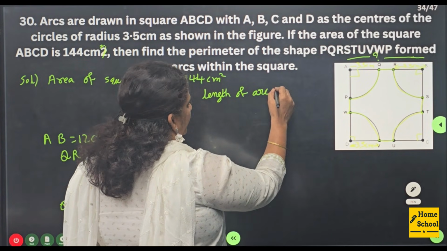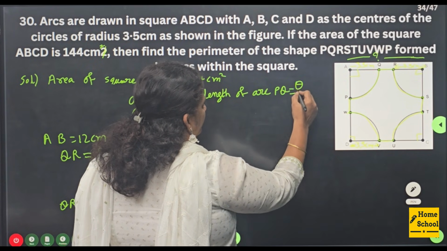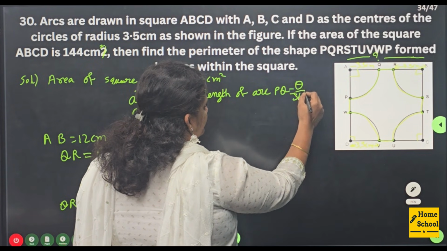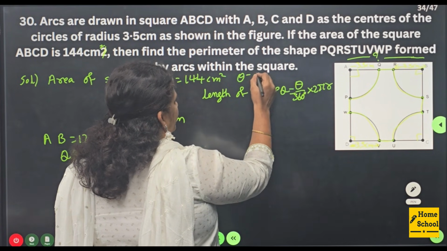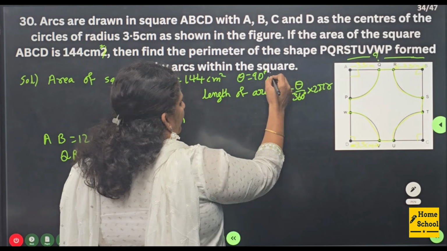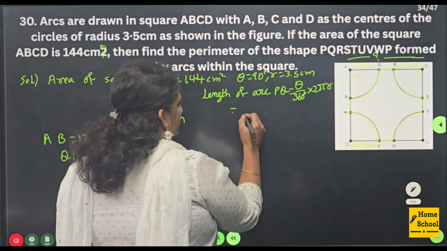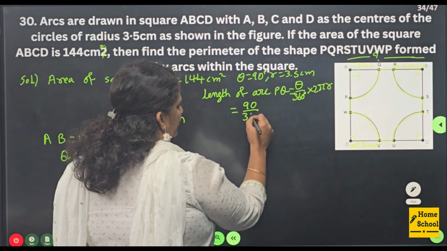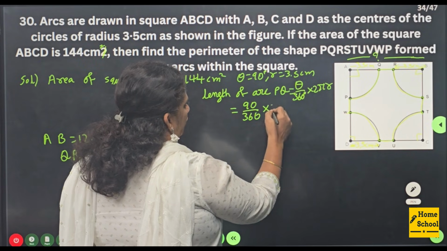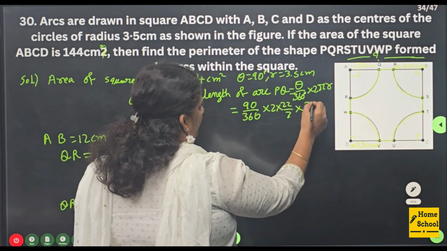Length of arc PQ, I want. What is the formula? Theta by 360 degrees into 2 pi r. We know theta is equal to 90 degrees. Radius is equal to 3.5 centimeters. Substitute and find. Theta is 90 by 360 into 2 into 22 by 7 into r, which is 3.5.